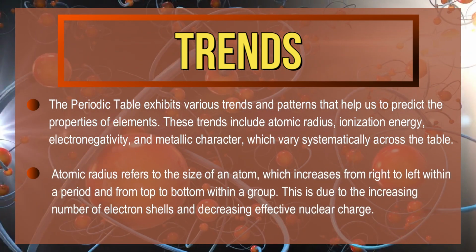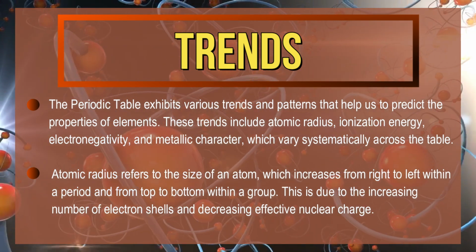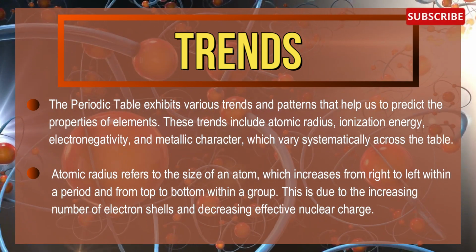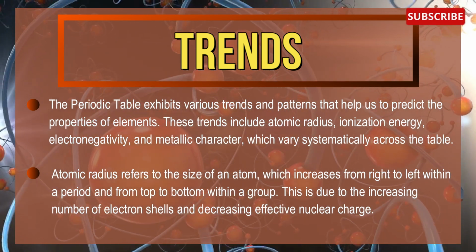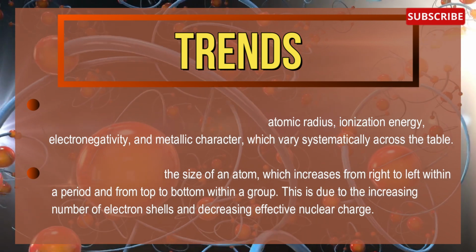Atomic radius refers to the size of an atom, which increases from right to left within a period and from top to bottom within a group. This is due to the increasing number of electron shells and decreasing effective nuclear charge.